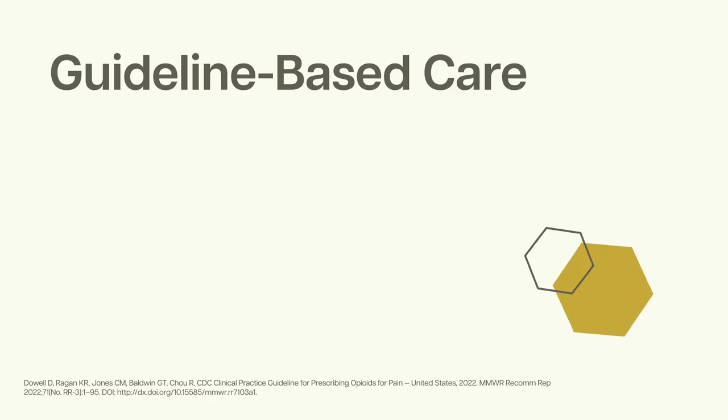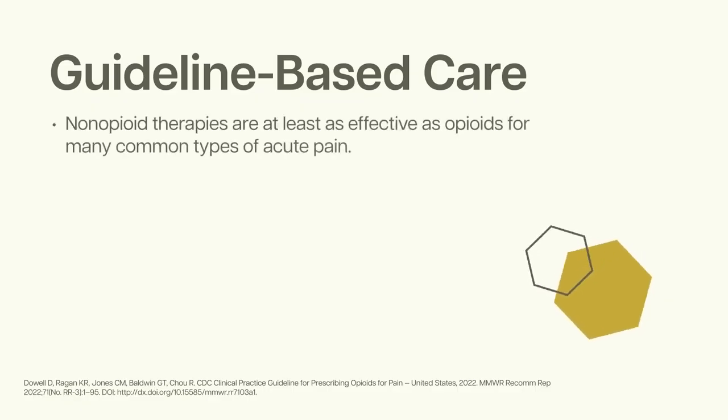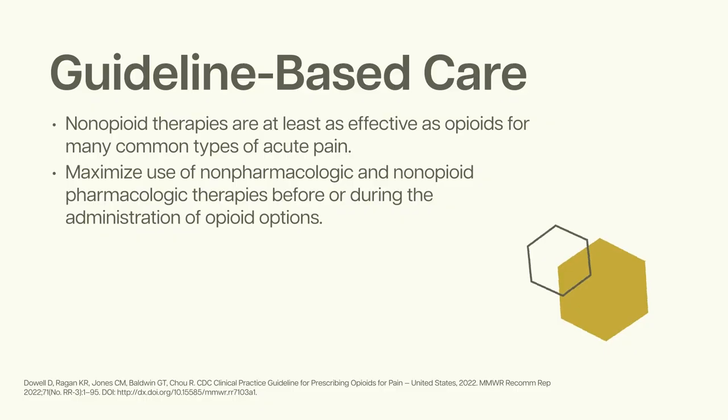Where do we begin? While this session is about managing pain with opioid medications, we cannot ignore the role of non-opioid medications and non-pharmacologic options for pain. The safe and effective use of opioid analgesics is built on a foundation of non-opioid management. And in many cases, non-opioid therapies are at least as effective as opioids for many common types of acute pain. And it's important to maximize the use of these non-pharmacologic and non-opioid pharmacologic therapies before or during the administration of opioid options. And the safe and effective use of non-opioid medications is discussed elsewhere in this series.